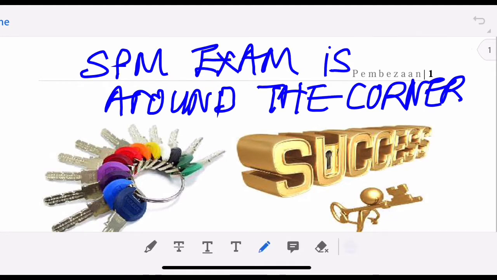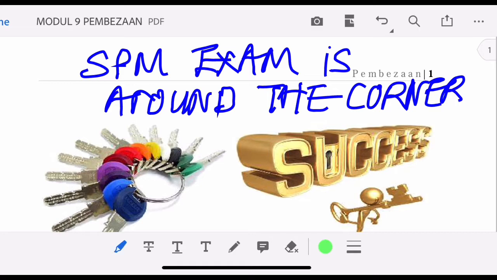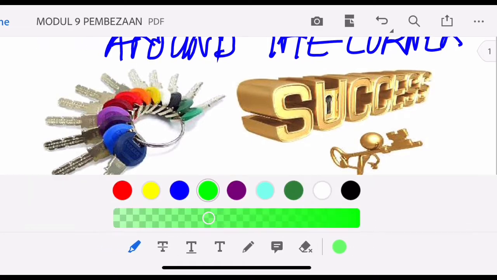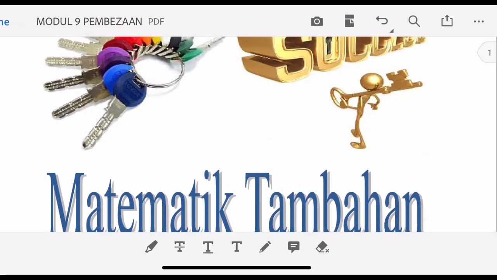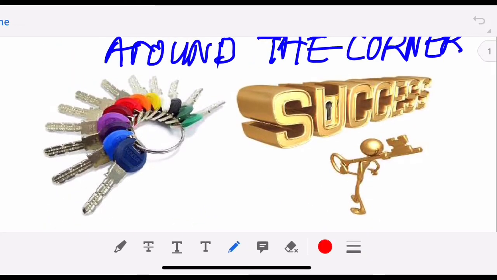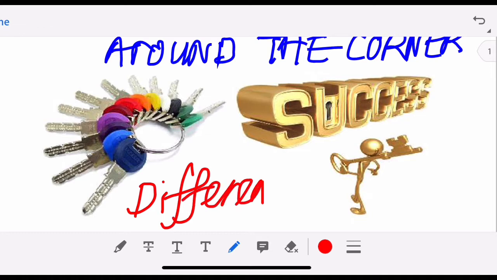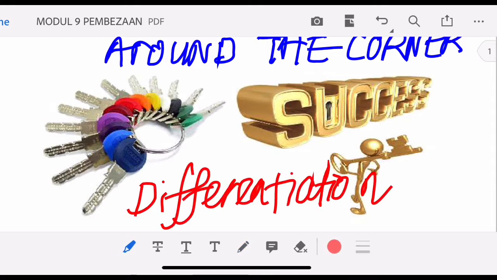So let's do revision on additional maths for this chapter, which is quite challenging. We call it differentiation.